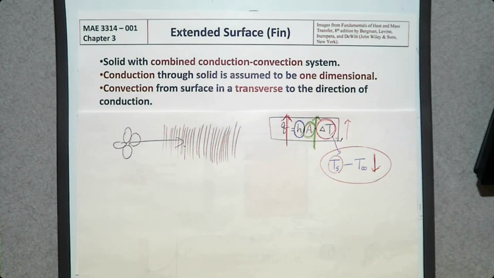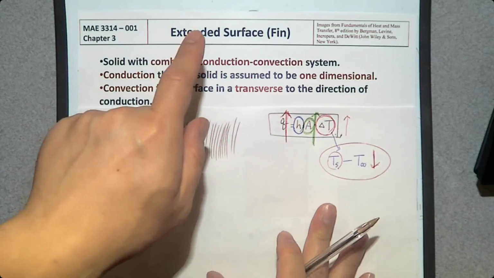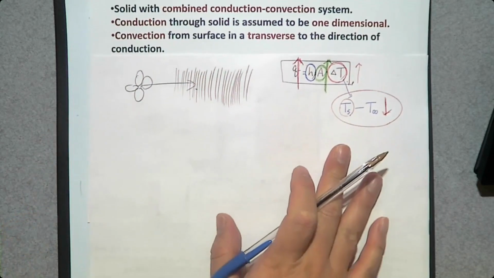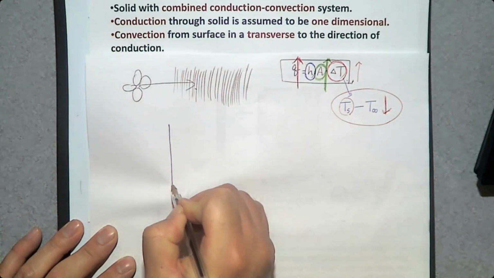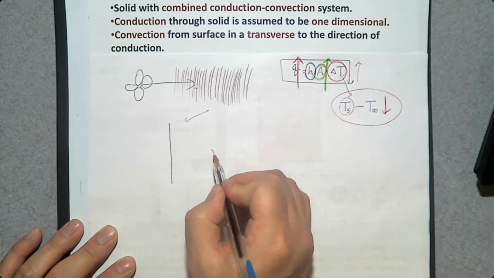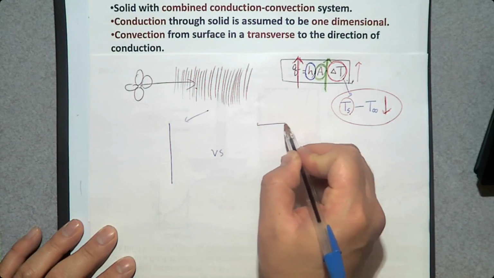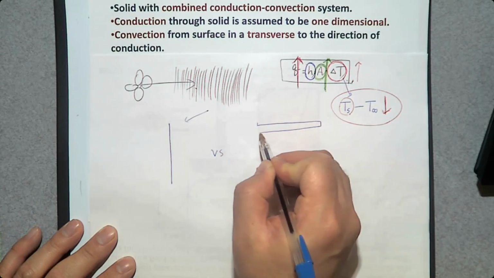So one way we can do is we can use extended surface. So instead of flat surface, you can make an extended surface like that.